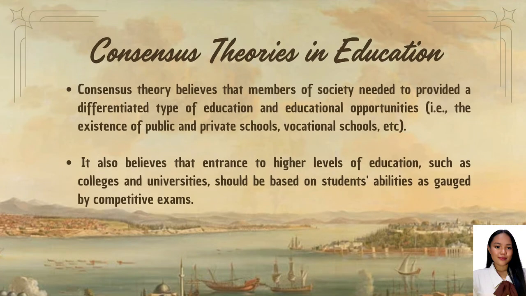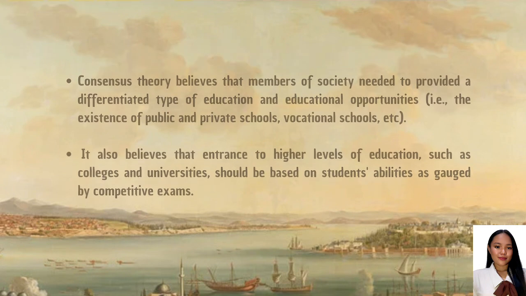Consensus theory is important for producing professionals who will serve the society, which will benefit all of its members. This theory believes that members of society should be provided a differentiated type of education and educational opportunities. They also believe that entrance to higher levels of education should be based on students' abilities, such as entrance exams in universities. This only suggests that academically able students are expected to hold important and needed professions, and thus they will become beneficial to society.